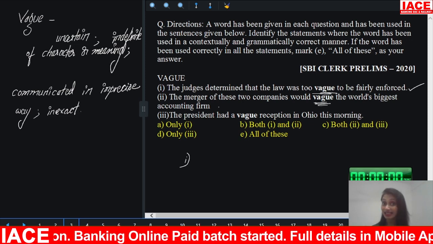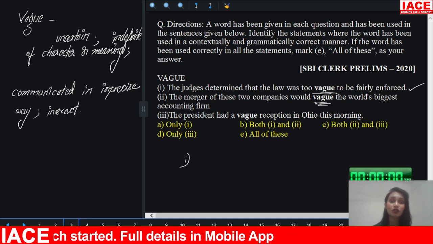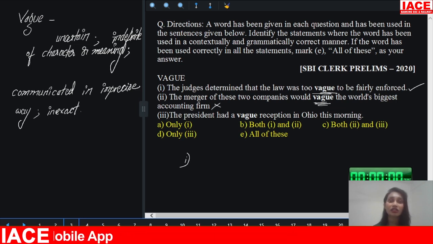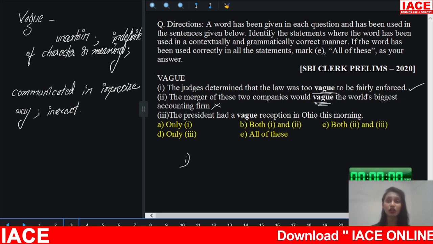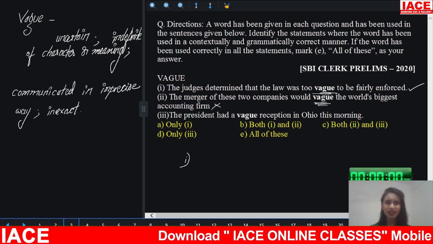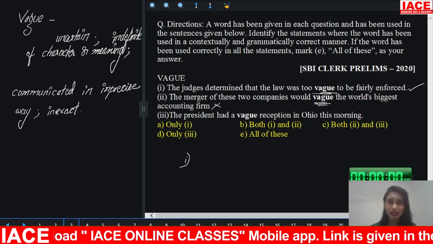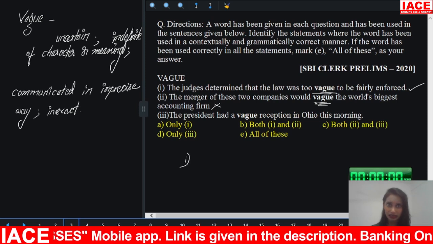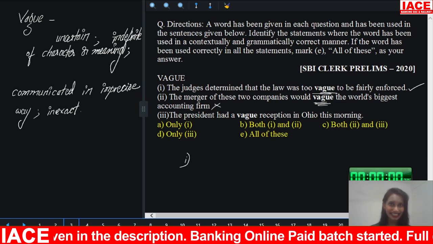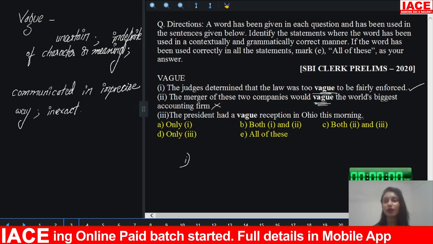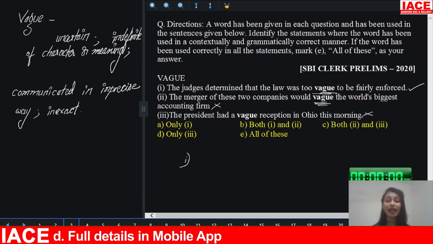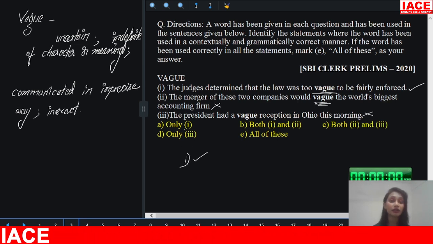It's not giving sense contextually and grammatically. So it is incorrect. You cannot take the second one. Now look at the third one. The president had a vague reception in Ohio this morning. So we generally say warm reception. Vague reception means uncertain reception. It is inexact reception. That doesn't give any sense here. So your answer should be only one. Here you got option A, only one, as your answer.